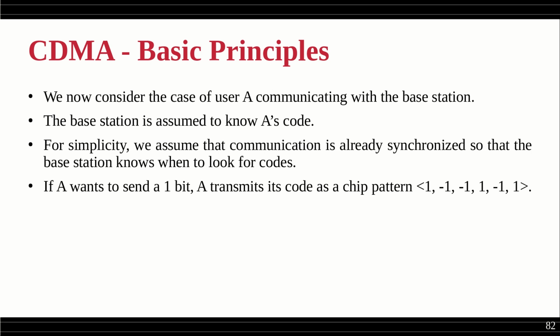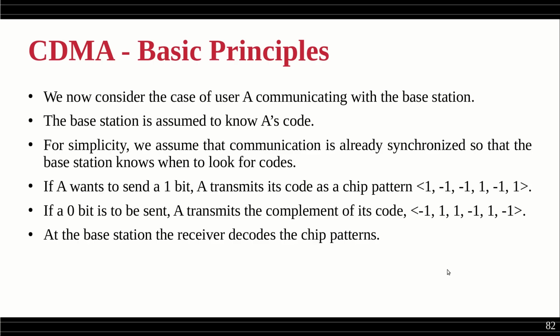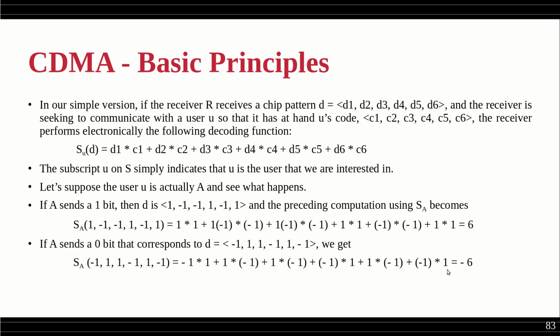Suppose A wants to send a 1 bit, then the pattern will be sent as it is. That is what I explained in the previous figure. If it wants to send 0, its inversion, its complement, will be communicated. So the base station at the receiver decodes the chip pattern, and how is this decoding done? When I tried this animation here, I found some difficulty, that is why I listed it like this. Just look at the mouse arrow movement.